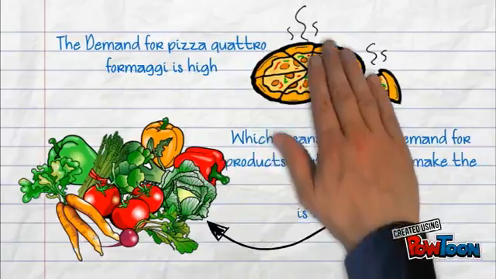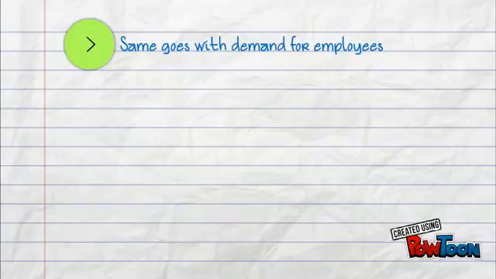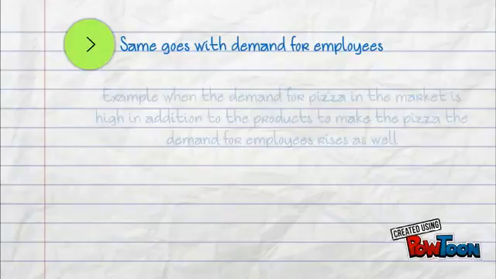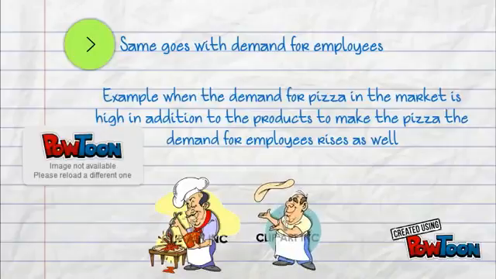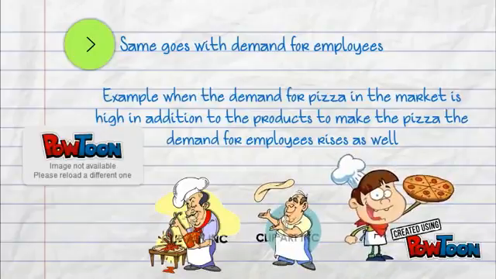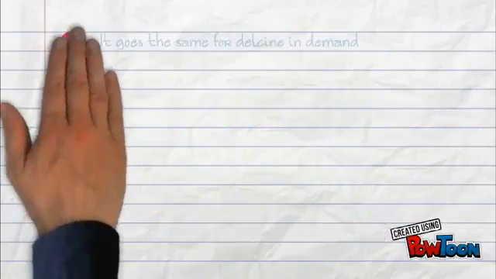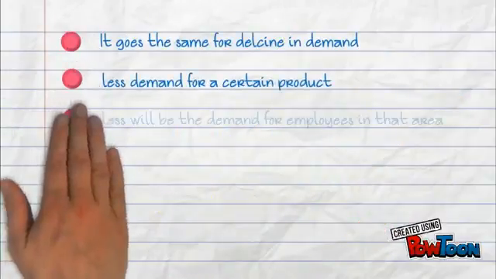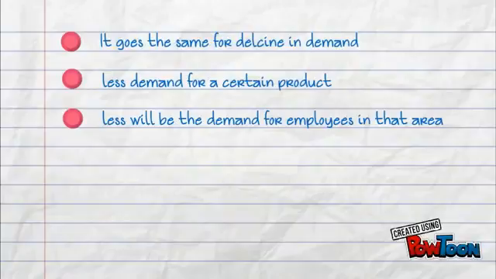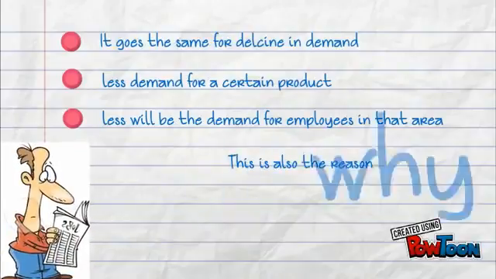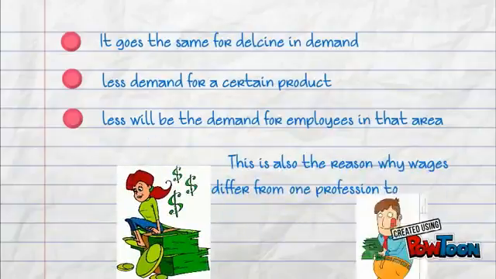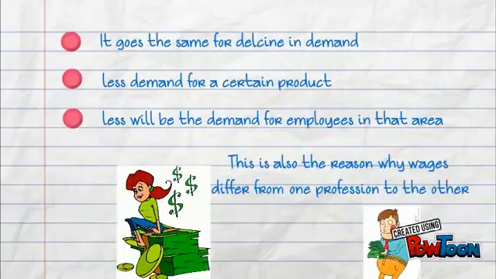Same goes with the demand for employees. For example, when the demand for pizza in the market is high, in addition to products to make the pizza, the demand for employees rises as well. The same goes for the decline in demand. Less demand for a certain product, less will be the demand for employees that work in that area. This is also the reason why wages differ from one profession to another.